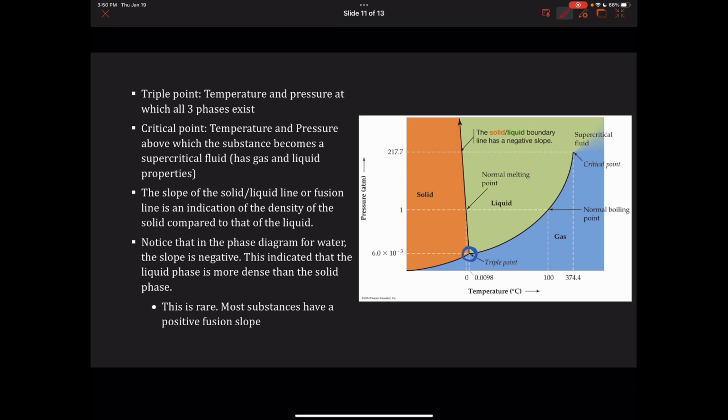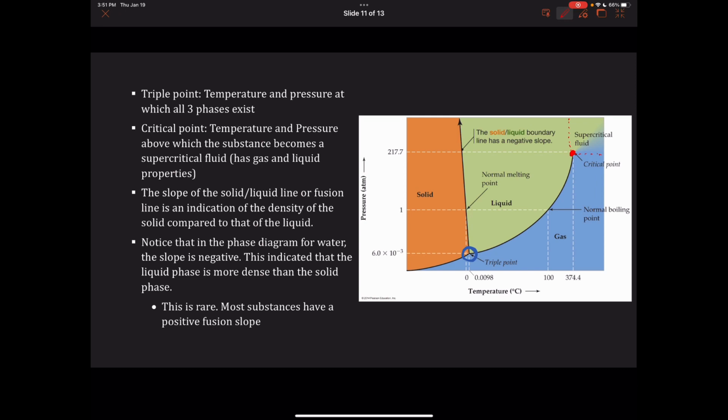So a critical point or supercritical fluid is a phase in which we've got a substance that has properties in between that of a gas and a liquid, and it kind of shares properties of both. And that occurs at very high temperatures and pressures. So that will always occur at the end of our line separating our gas and our liquid. So on our diagram here, this is our critical point. So any temperature or pressure above that point, we have a supercritical fluid.